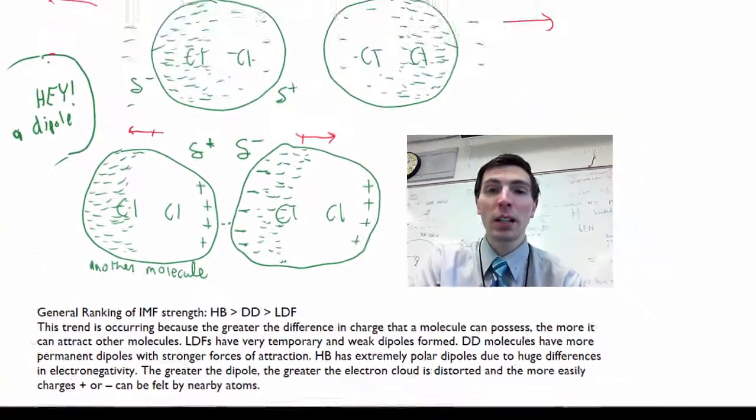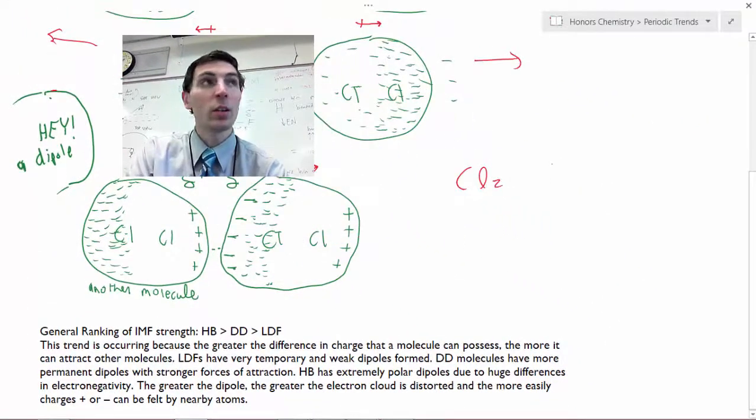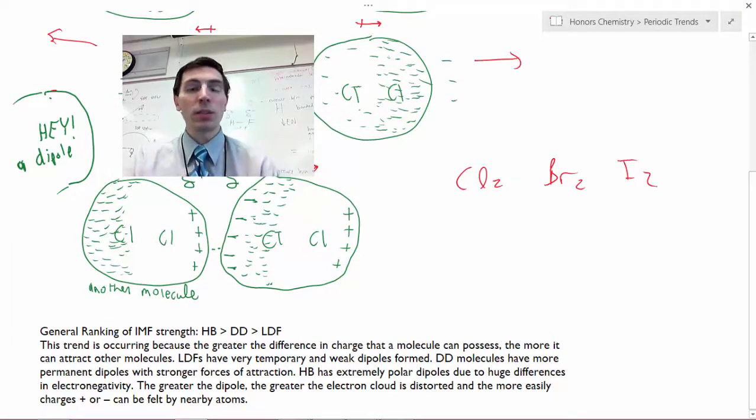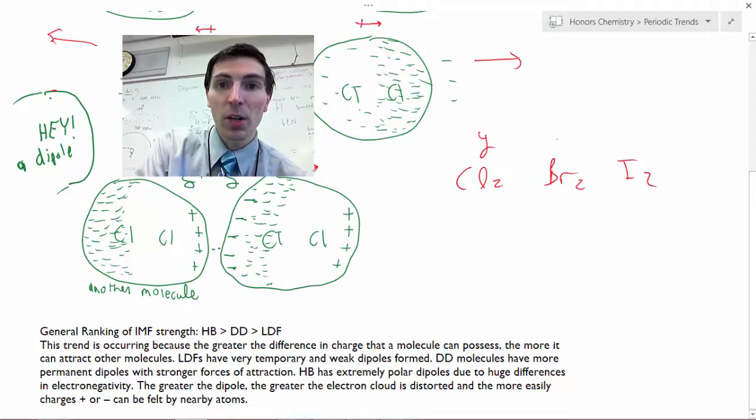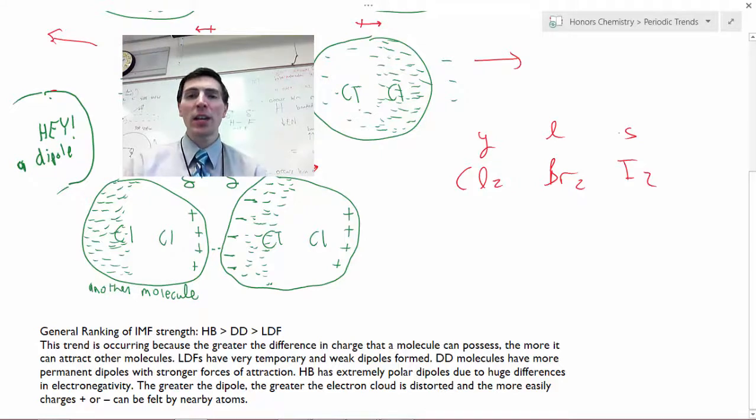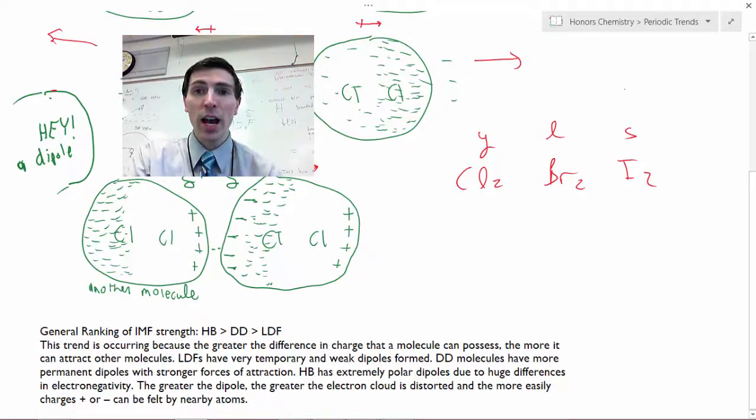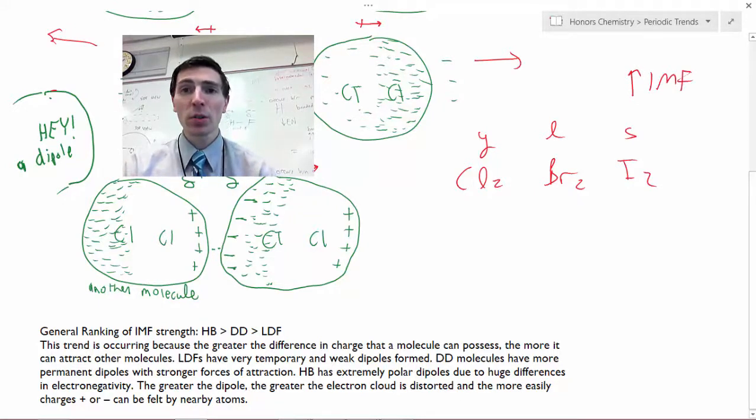If you look at a periodic table for chlorine, bromine, and iodine, and you think about the phases that they exist at: chlorine is a gas at room temp, bromine is a liquid, and iodine is actually a solid. Well, they all have diatomic molecules, they're all nonpolar. Why do they have different phases at room temperature? Well, the answer is the stronger the IMF, the greater the forces of attraction between two molecules.